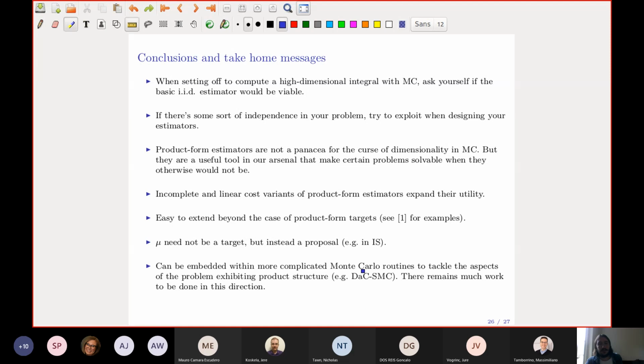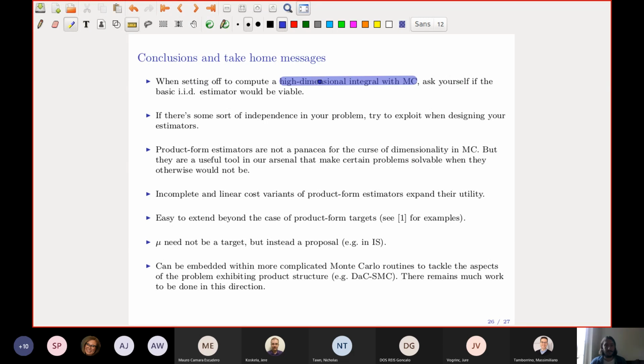Okay, so I think I'm going to bring it to a close now, just with a couple of closing comments. Most of these are rather obvious, maybe almost embarrassingly so. But the first one is that if you're trying to compute a high-dimensional integral with Monte Carlo, it's worth having a think about whether the basic IID estimator would work. If you could literally draw independent samples from your target, would this be a viable thing? Try to get some rough bounds on the variance, because often in high-dimensional cases, it's not going to be the case.